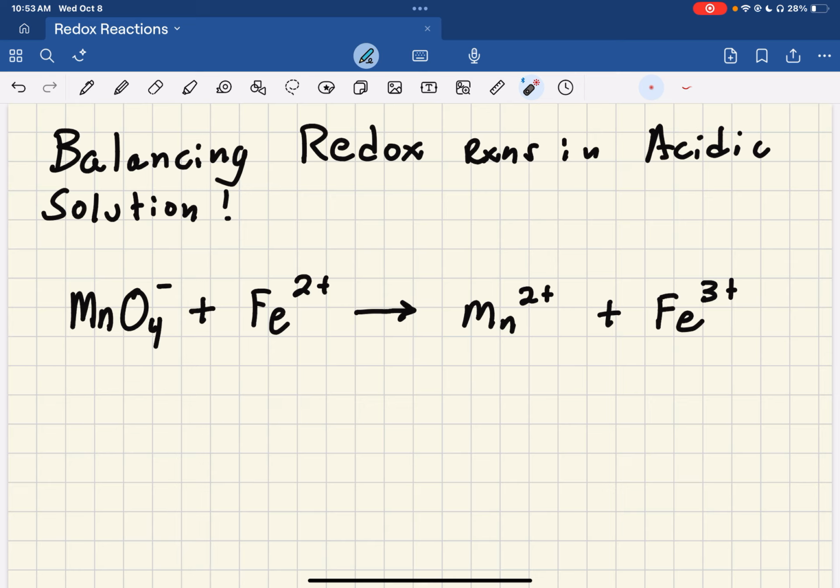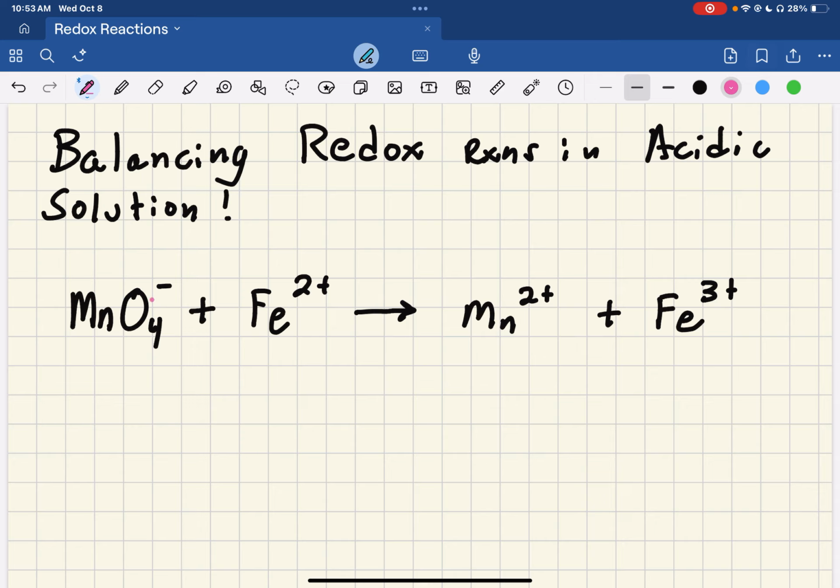All right, so let's take a look at this reaction. It looks like we have permanganate. We're going to add it to some iron ions, right? And then we're going to react and it's going to produce manganese ions and iron ions. Okay. So the first thing we're going to do is start assigning some oxidation numbers. I'm going to do this my fast way just to make sure we get the same thing.